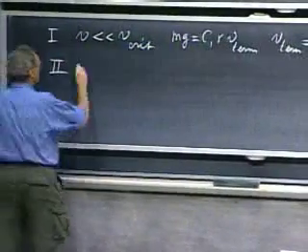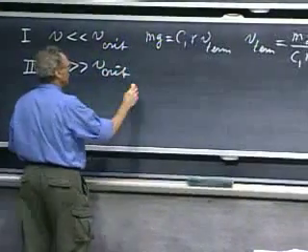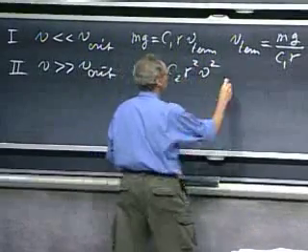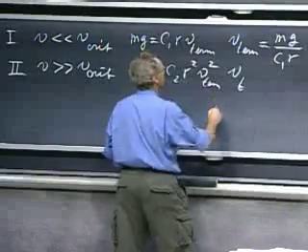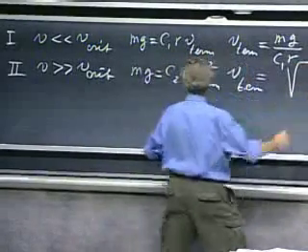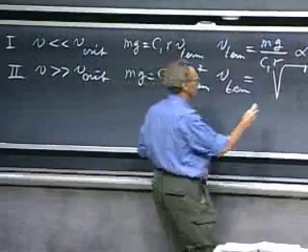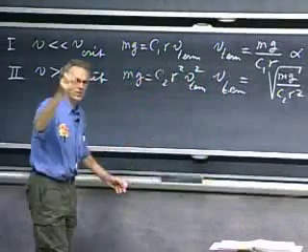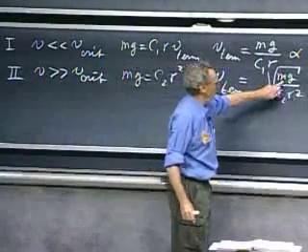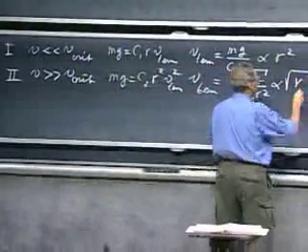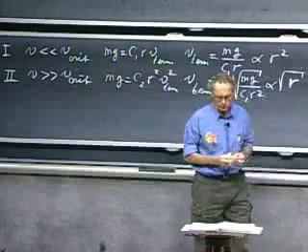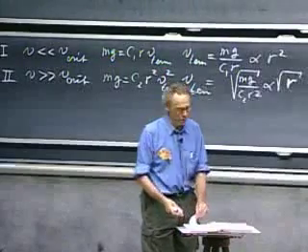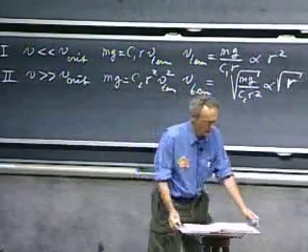Regime 2 is the case when v is much larger than v critical. So then mg equals c2 r squared v squared, if this is the terminal velocity. So the terminal velocity is then the square root of mg divided by c2 r squared. And if you take objects with the same density and you compare their radii, m is proportional to r cubed, so this is now proportional to the square root of r. So this separates these two regimes, and we will see examples of that, that sometimes you really work exclusively in one, or sometimes you work in the other.